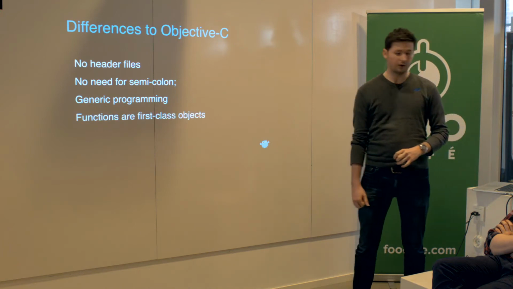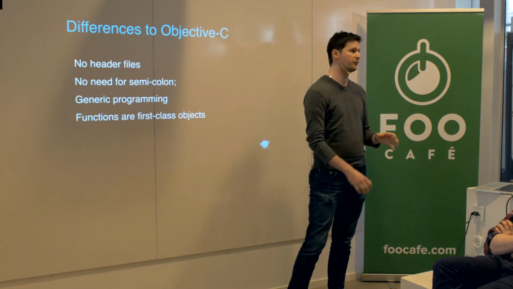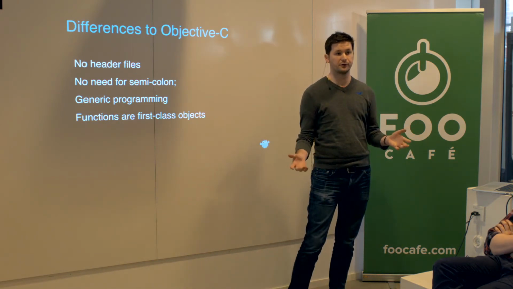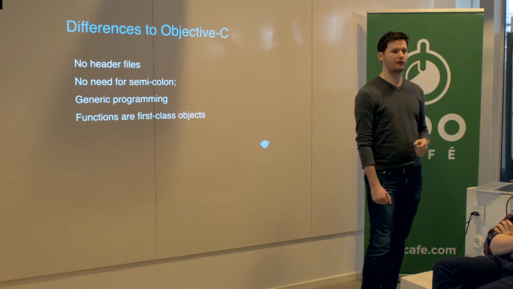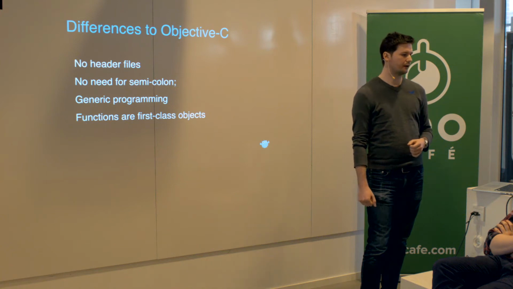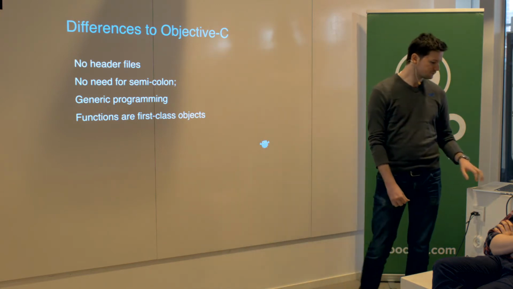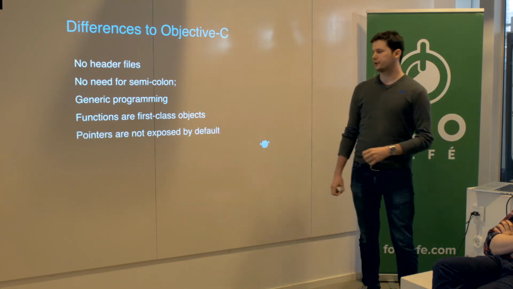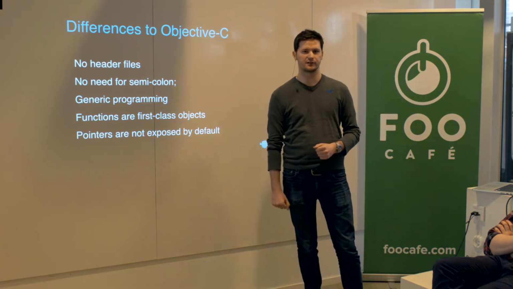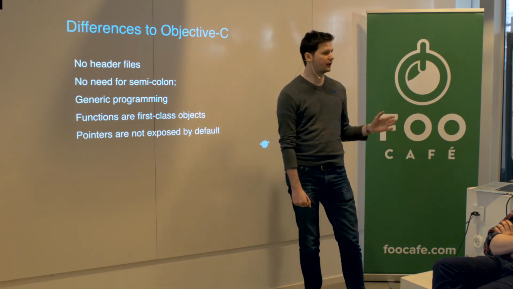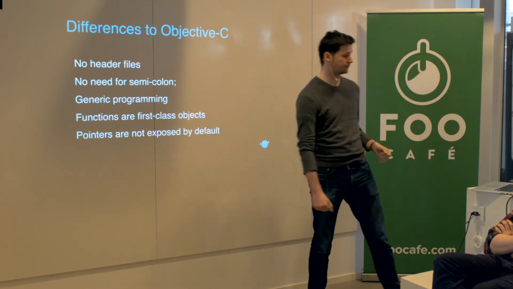It introduces the concept of generic programming, which is very common in a lot of other languages, such as C#. And the functions in Swift are first-class objects, so they can be used anywhere an object would be used, which is very, very handy. And something that a lot of other languages as well has had for a while. People writing in JavaScript will be very familiar with this concept. And pointers are not exposed by default, so no more stars everywhere, as in Objective-C. It makes it a little bit cleaner, a lot safer, and hopefully, in the end, faster as well.